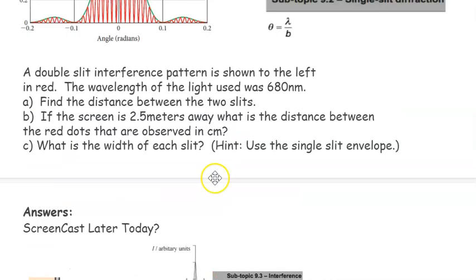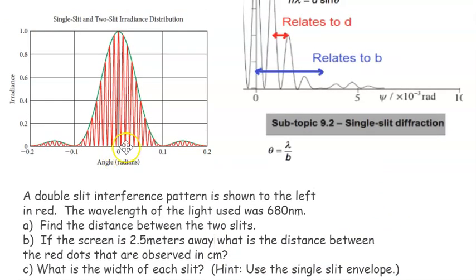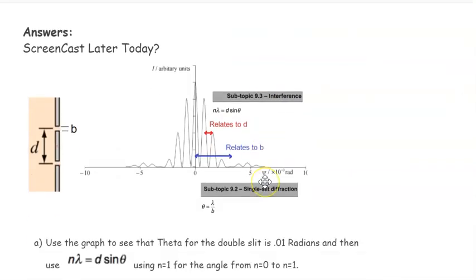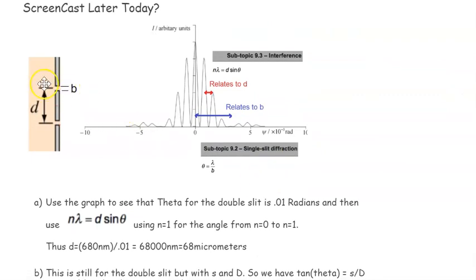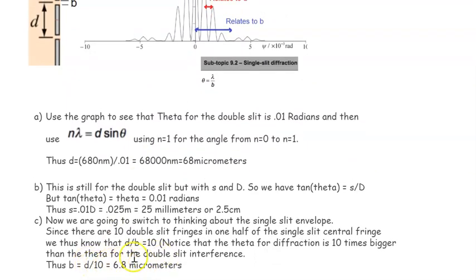Okay, C. What was C? C. What is the width of each slit? So that's going to be this whole big guy here, because that is the width of each slit is given by B. And remember that B is much smaller than D in these, which makes sense. So that D gives us smaller radians by 10 times. And that means that B has to be 10 times smaller than D. It's that easy, actually. So the ratio of B to D is also the ratio of the fringes, which is what this is attempting to show us. So by doing that, we just have to divide by 10, and we get 6.8 micrometers.